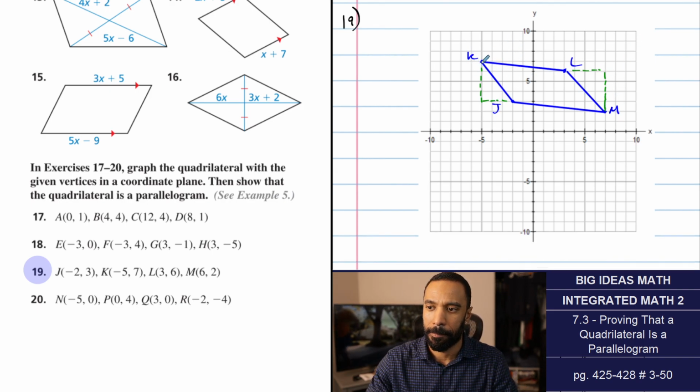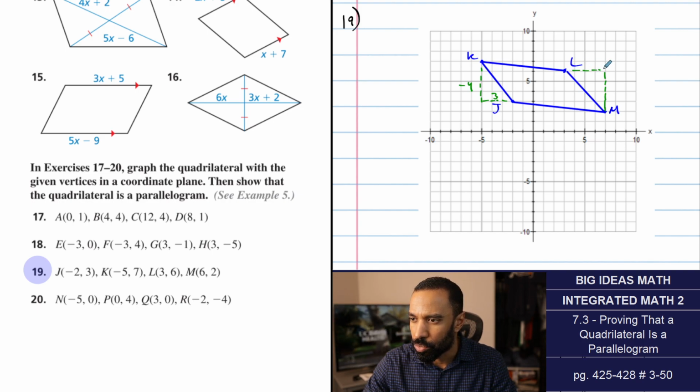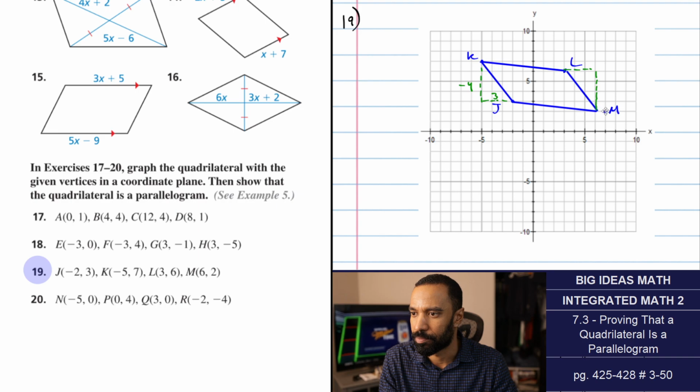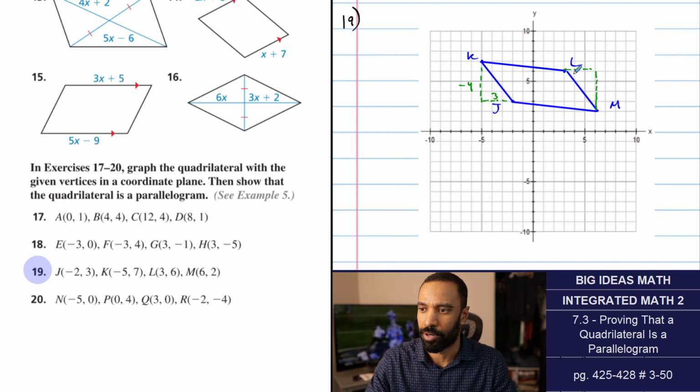So from K to J, this goes down 1, 2, 3, 4, and right 1, 2, 3. This goes right, oh, 1, 2, 3, 4. Did I plot something wrong? That's a 7. Let me fix that. Show it's a parallelogram. That's not a parallelogram. There we go. All right, pretend like I did that. Okay, so this goes right 1, 2, 3, and down 1, 2, 3, 4. So 3 and negative 4 like that.